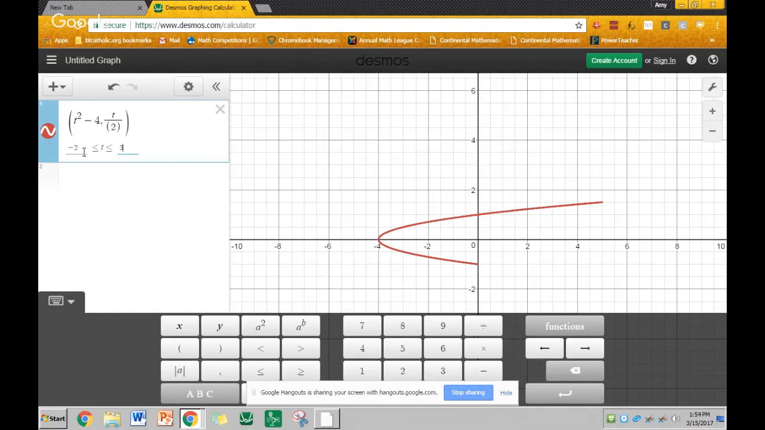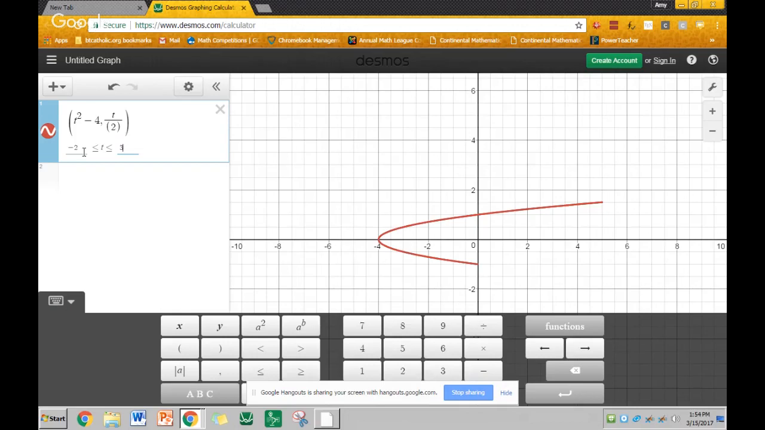Now is that a function? No, it's not a function, but does it have slope? So this curve does have rates of change and it does have slopes. And we can have slopes of tangent lines to this curve. So there's some calculus that we can do with parametric equations.